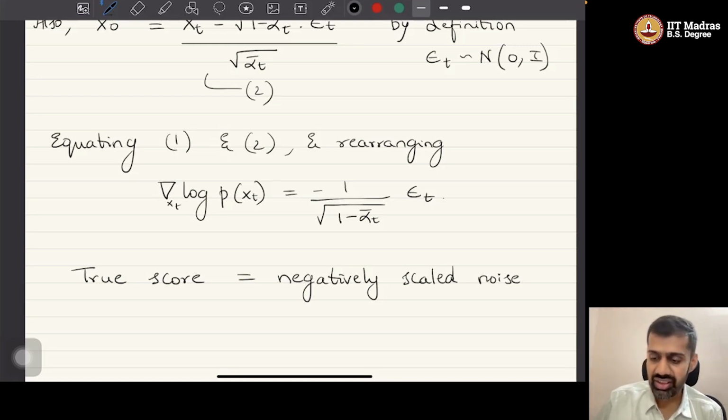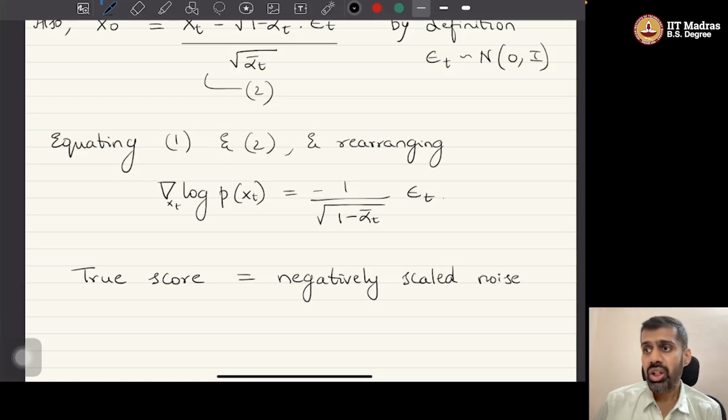I mean, it's obvious, right? Because suppose you take an x naught and add some noise. Now the score function should point in the direction that is opposite to that of noise, because if one were to traverse from the noisy point to the point where the distribution peaks, which is the no noise point, you will have to traverse in the direction that is exactly opposite to that of noise, right? So that's why the true score is nothing but the negatively scaled version of the noise.